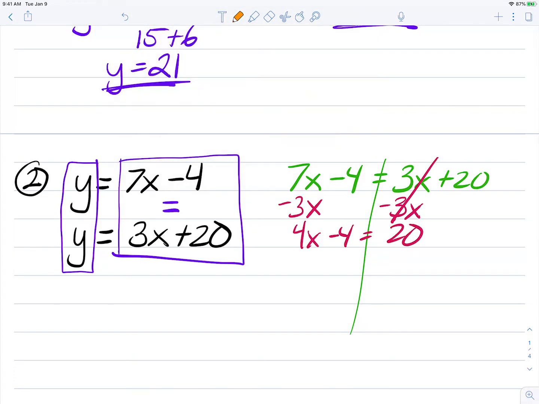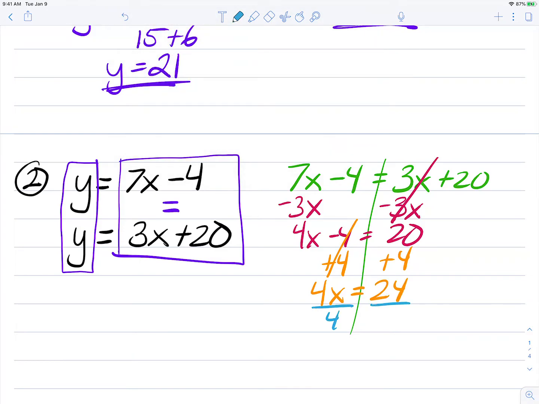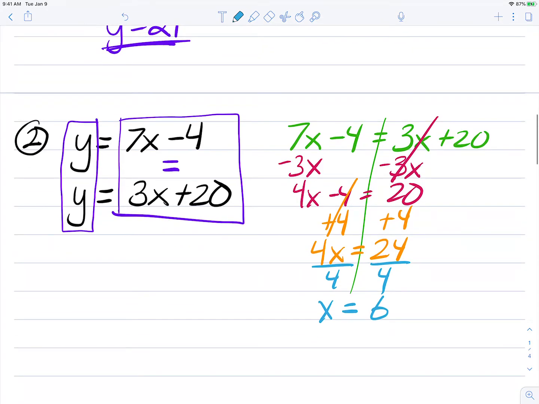Then I'm going to add 4 to both sides for my solving equations because the opposite of a minus is a plus. 4x equals 24. If I divide both sides by 4, I get x equals 6. That means that I can now plug in x equals 6 into either of my equations. I'm going to choose the bottom one this time for absolutely no reason.